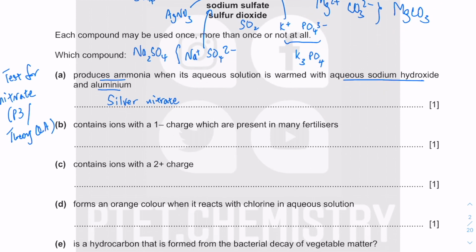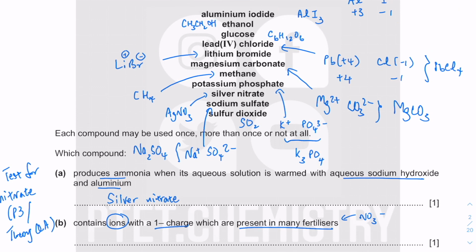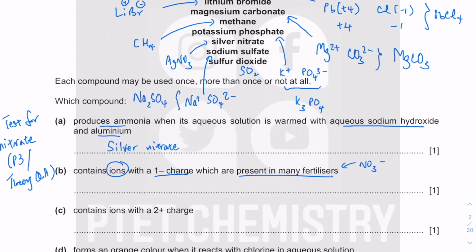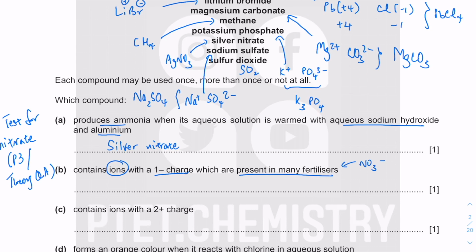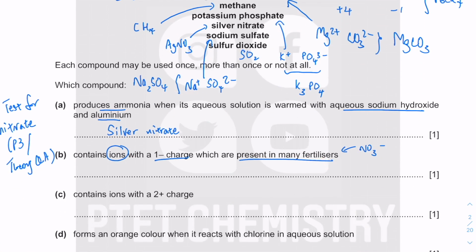Next one, contains ions with a -1 charge present in many fertilizers. So for fertilizers, we are looking at nitrate fertilizers. It has a -1 charge. That's essentially what we're looking for. Because we can also be thinking about phosphorus, which is present as phosphate, but phosphate is a 3- charge, all right? And the other -1 charges would be the Cl- and Br-. They don't make sense because you don't use those for fertilizers.